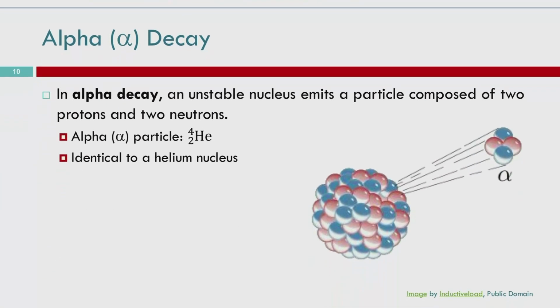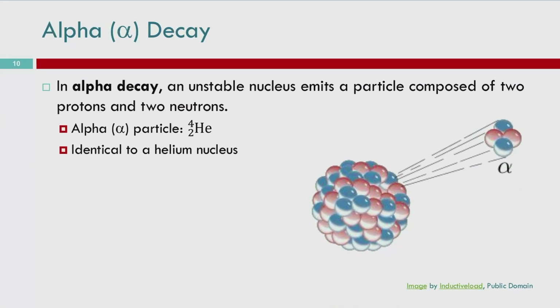So our first type of decay is alpha decay. In alpha decay, an unstable nucleus, so the core of an atom, releases an alpha particle. An alpha particle is the same as a helium nucleus. And so our alpha particle has this symbol, 4/2 He.